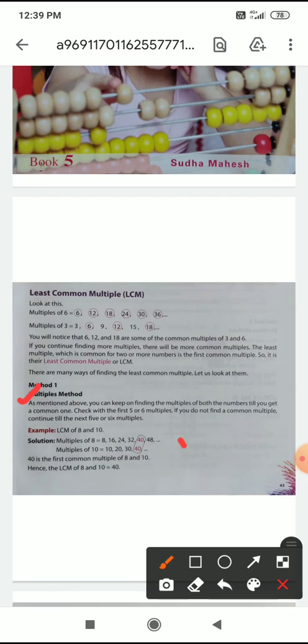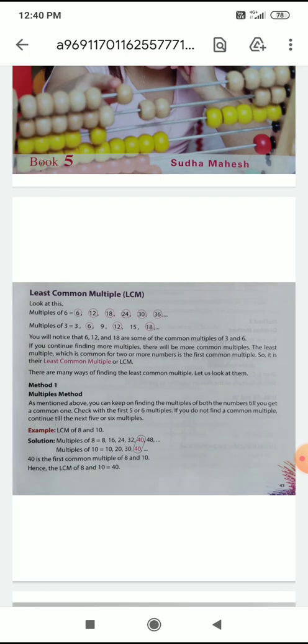Children, here you see the example: multiples of 8 and 10. Here first we find 5 to 6 multiples, and here also we find 3 to 4 multiples. If we get the least common multiple, then we stop finding the multiples, because we get our LCM. So here 40 is the answer.